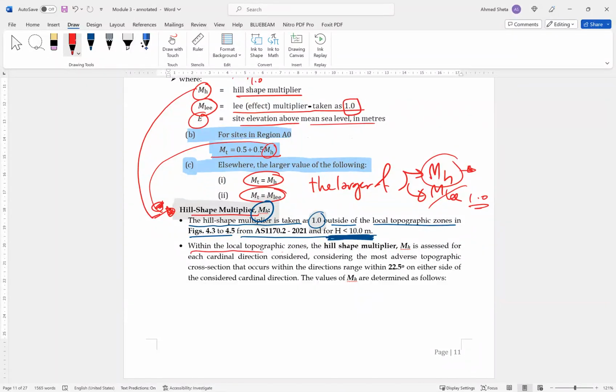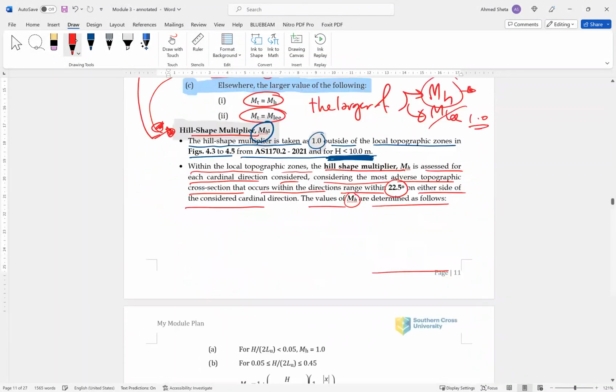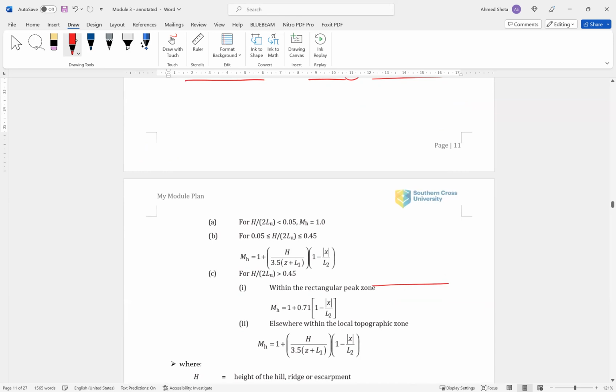Within the local topographic zone, the hill shape MH is assessed for each cardinal direction considered, considering the most adverse topographic cross-section that occurs within the direction range within 22.5 degrees on either side of the considered cardinal direction. The values of MH are determined as follows. For H over 2 LU less than 0.05, MH is equal to 1.